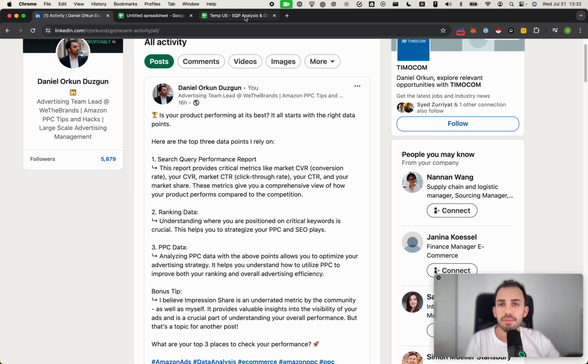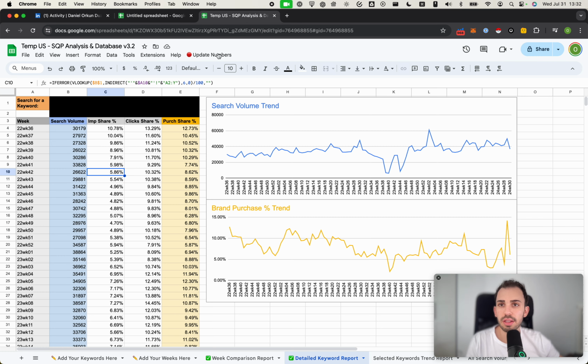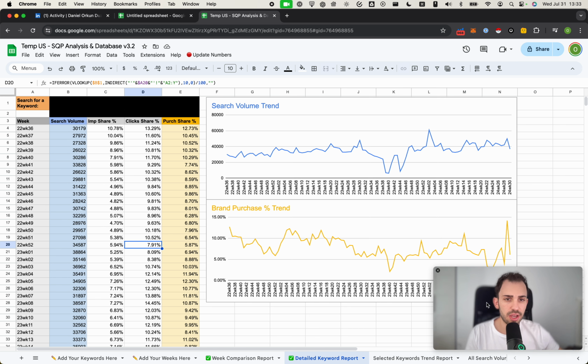So let me show you how we are collecting the SQPR, the Search Query Performance Report data. I won't be able to show you the keywords right away, just because this is actual data from one of the accounts that we are managing. But you can see here that we are collecting each and every week of Search Query Performance Report data and putting it in this template.